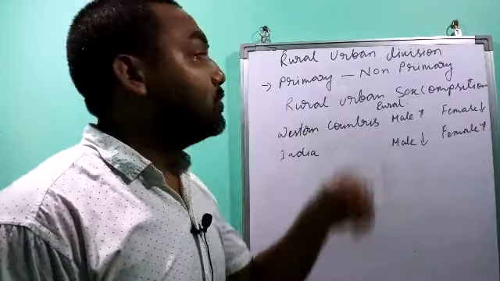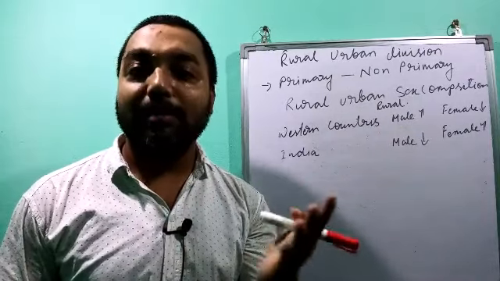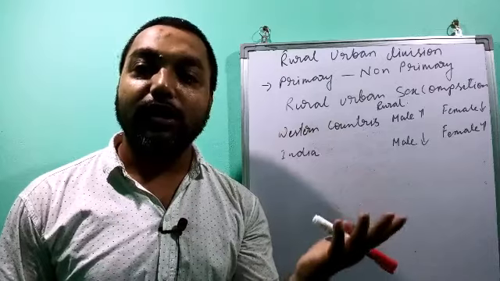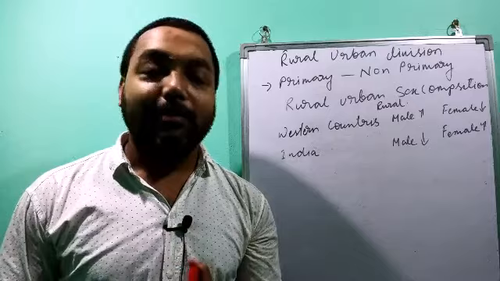Next is rural urban division. How is an area demarcated as a rural area or as an urban area? In different countries, the criteria for dividing rural and urban area are different, but the universally accepted definition is that an area where more number of people are engaged in primary activities is called a rural area, and an area where more number of people are engaged in non-primary activities, either secondary, tertiary, quaternary, whatever it may be, is called an urban area.